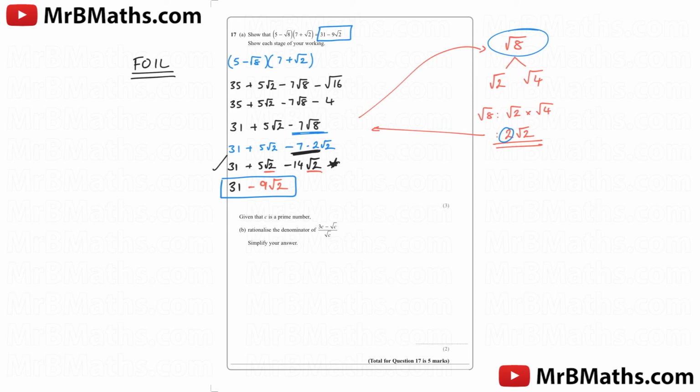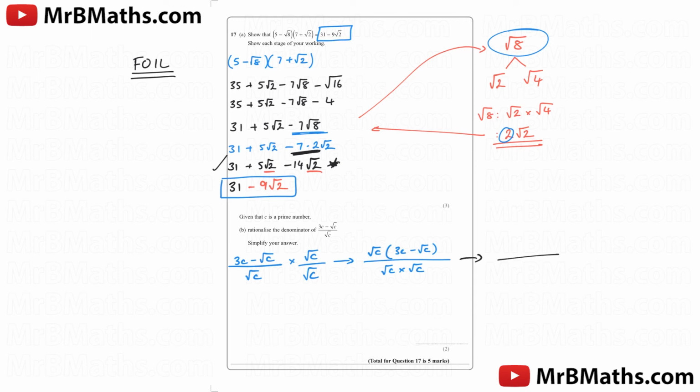Okay, given that c is a prime number, rationalize the denominator of 3c take away root c all over root c and simplify. So we got 3c take away root c over root c. If we remember rationalising the denominator, we times by root c over root c. So going across, we're going to end up with root c times 3c minus root c over root c times root c. So let me just deal with the bottom first.